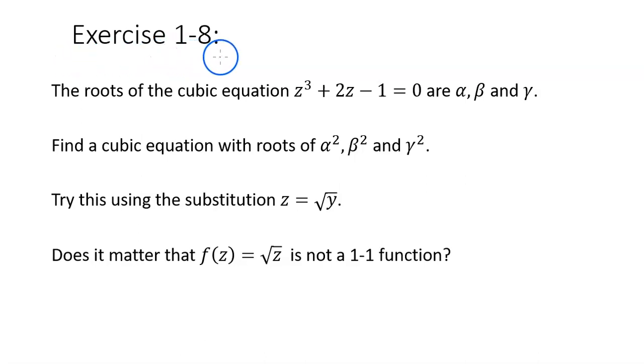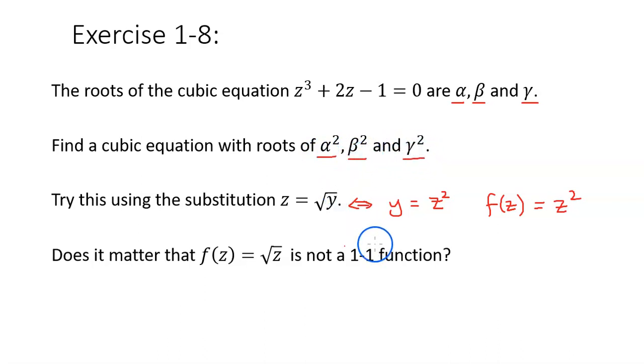For exercise 1.8, we're going to make use of the substitution z equals square root of y. Or another way to write that is y equals z squared. So in other words, our function that carries the roots to the other roots is f of z equals z squared. So this function f of z clearly carries the roots alpha, beta, and gamma to alpha squared, beta squared, and gamma squared. The problem is that f of z equals z squared is not a one-to-one function.